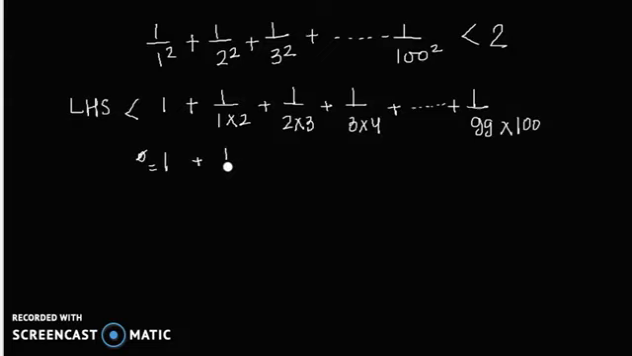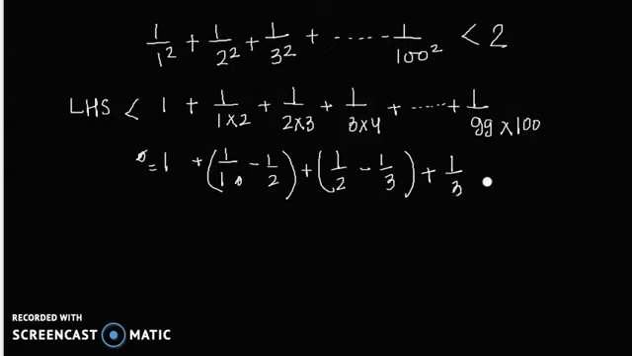1 plus 1 by 1 minus 1 by 2 plus 1 by 2 minus 1 by 3 plus 1 by 3 minus 1 by 4 dot dot and then final term would be 1 by 99 minus 1 by 100. So that is 1 by 100.